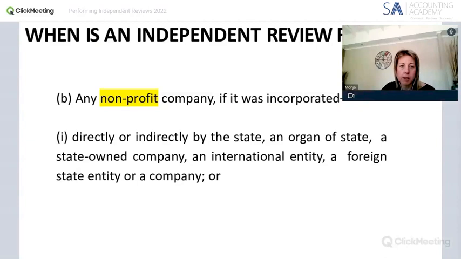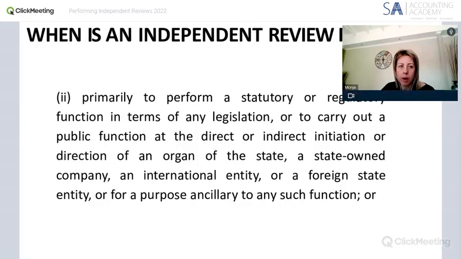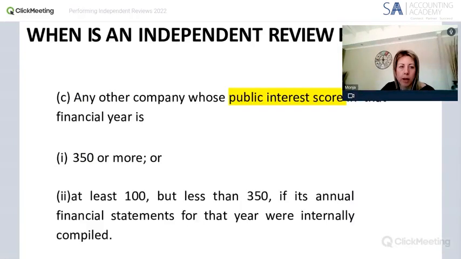Any non-profit company, if it was incorporated directly or indirectly by the state, an organ of state, a state-owned company, an international company, or a foreign entity, or primarily to perform a statutory or regulatory function in terms of any legislation, or to carry out a public function at the direct or indirect initiation or direction of an organ of state, a state-owned company, an international company, or a foreign state entity, or for the purpose of being ancillary to such a function, or any other company whose public interest score in that financial year is 350 or more.